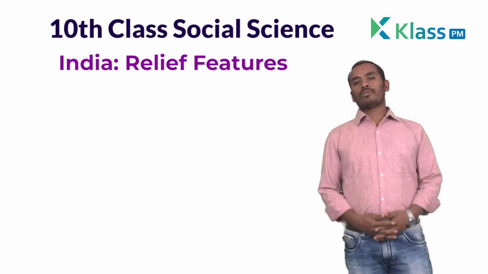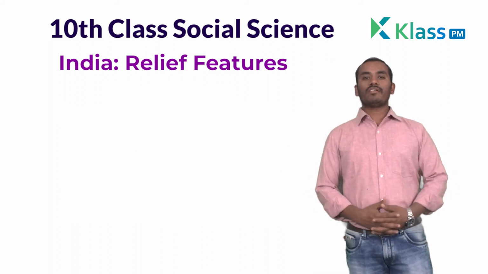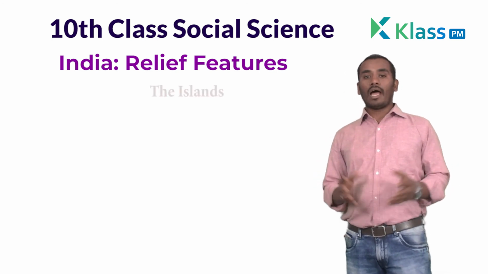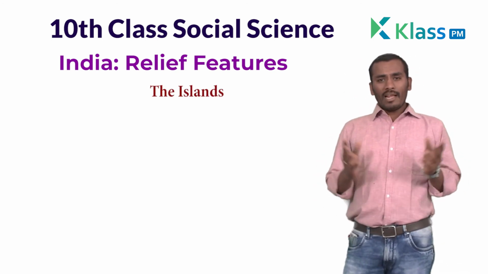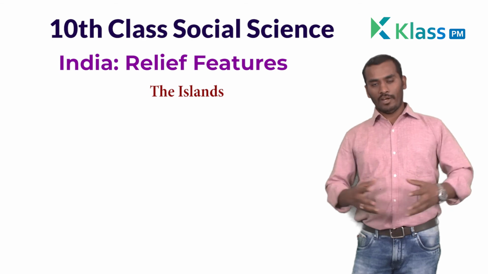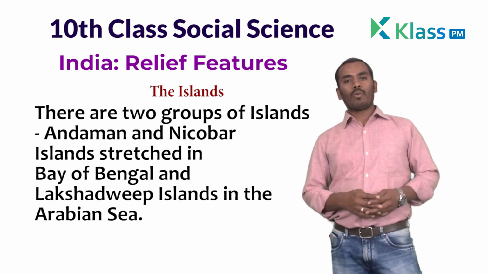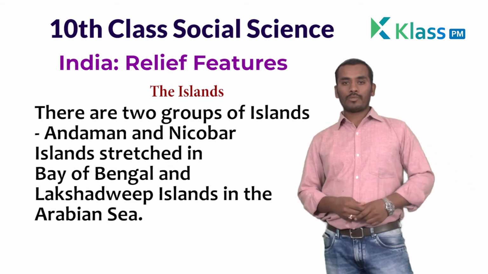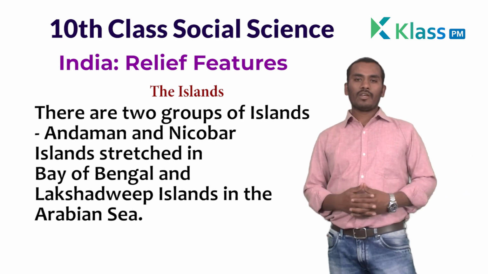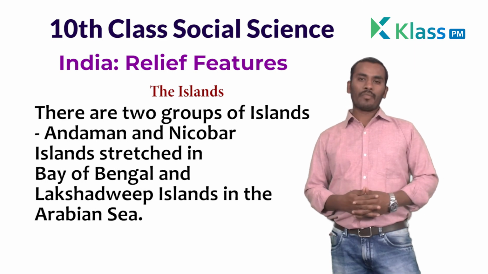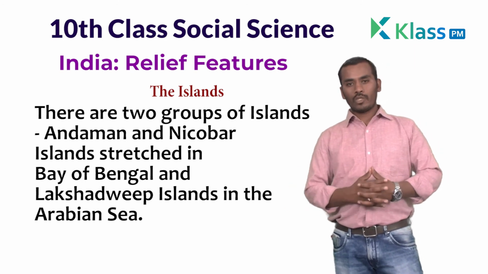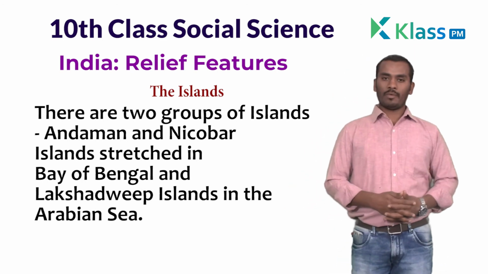Now we learn about the last topic of the Indian physical features, that is the islands. So how many islands do we have in India? Majorly, everyone knows that we have two island groups. One is the largest island group, the Andaman and Nicobar Islands, which is in the Bay of Bengal, whereas the second one is the Lakshadweep Islands, which is in the Arabian Sea.